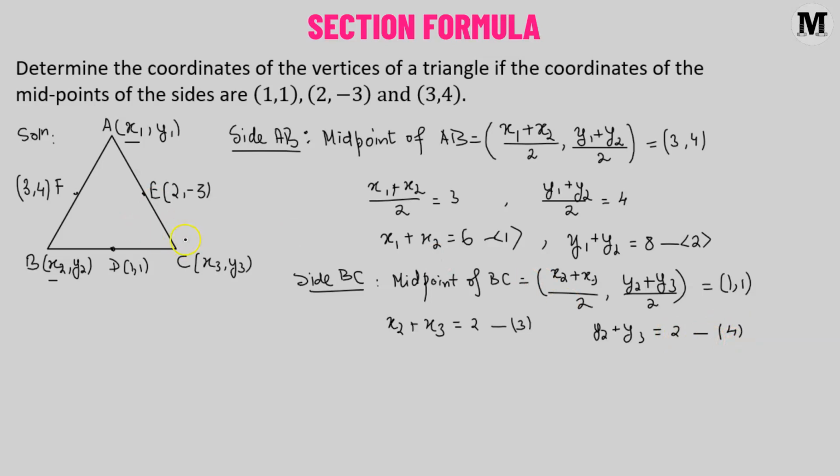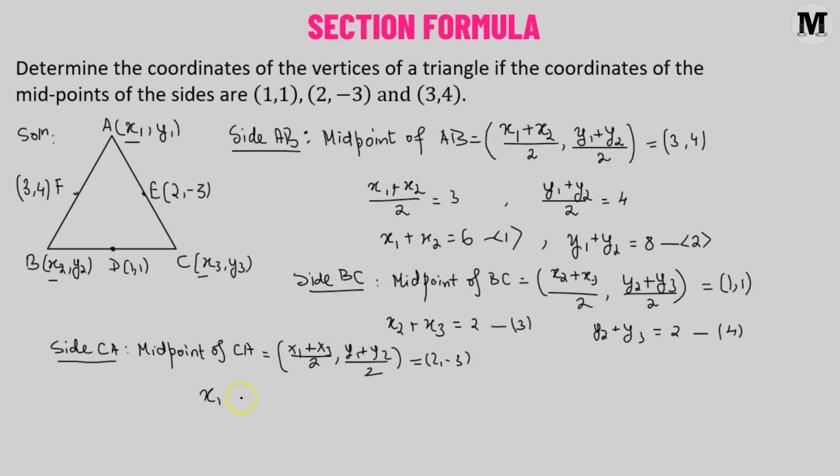And finally, we're going to work with CA, the side CA of the triangle ABC, and we'll find the midpoint of CA. To find the midpoint of side CA, we need the endpoints C and A. So we'll start with the x coordinate. That will be simply x1 plus x3 divided by 2. And the y coordinate will be y1 plus y3 divided by 2. And it's already given here that this corresponds to 2, -3. That's the midpoint of AC.